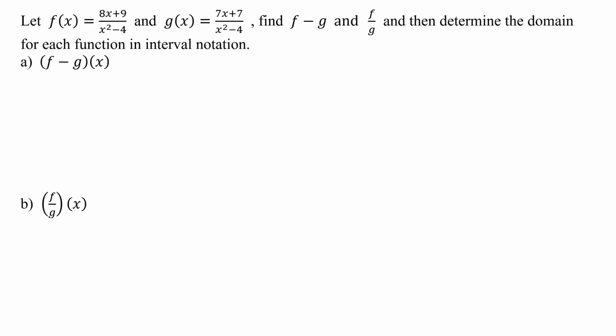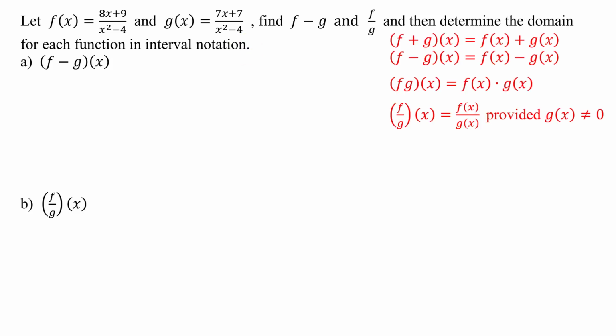In this example, I'm given two functions, f of x, which equals the quantity 8x plus 9, all divided by x squared minus 4, and g of x, which equals the quantity 7x plus 7, divided by x squared minus 4. I need to find two new functions, f minus g and f divided by g, and then determine the domain for each function in interval notation.